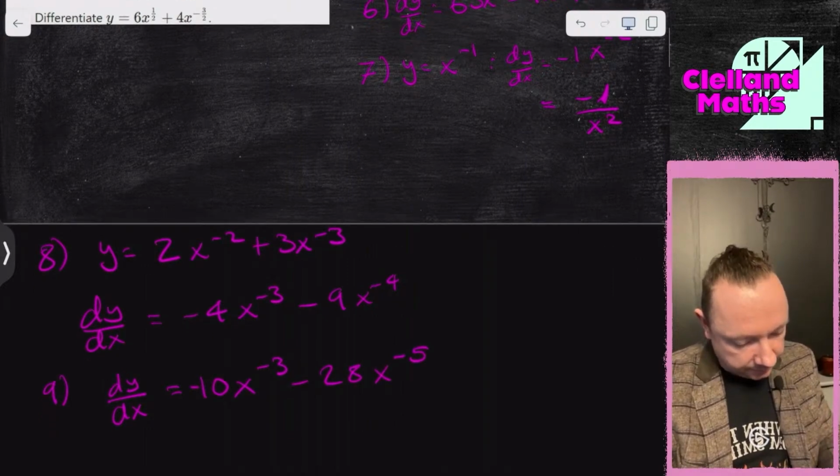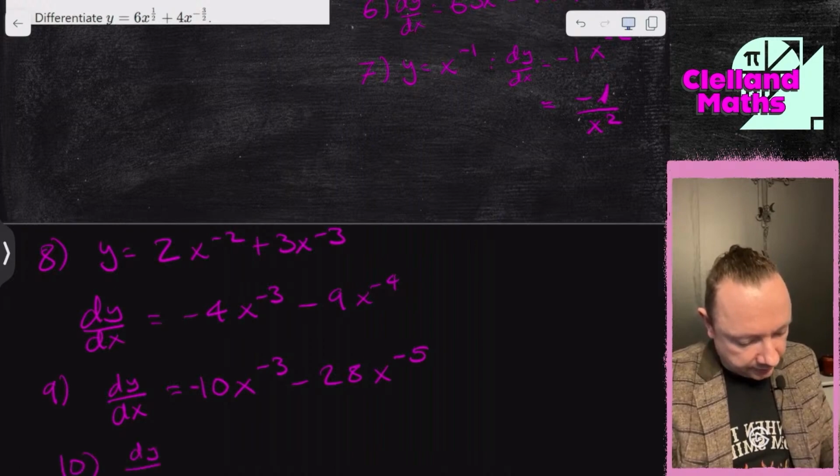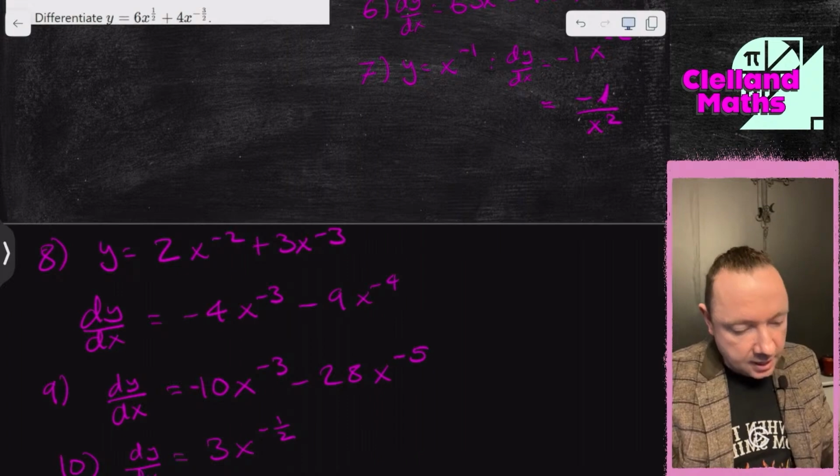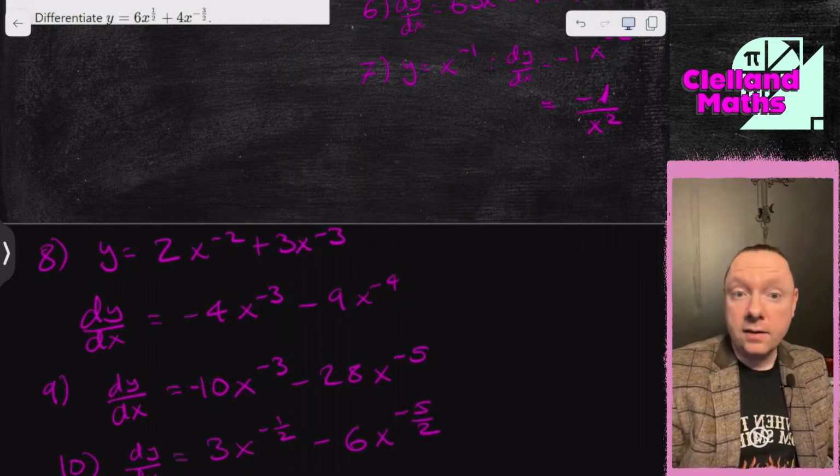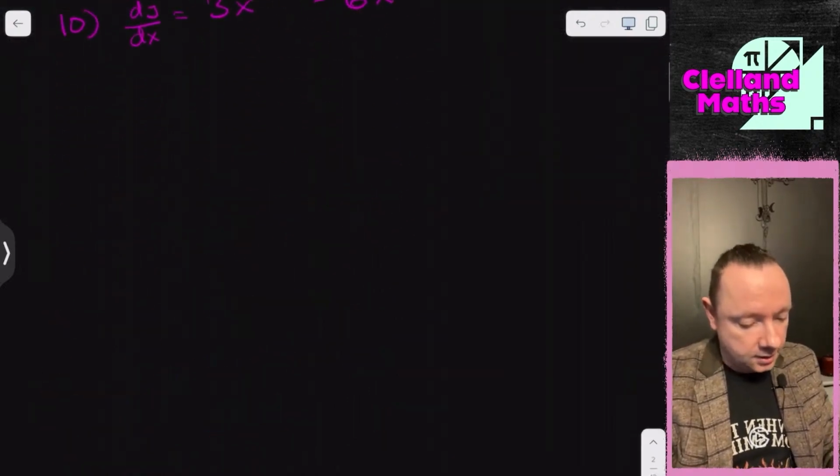Good. Number 10. y equals 6x to the half, so dy by dx. A half times 6 is 3x. A half minus 1 is minus a half. And then 4 3s is 12 divided by 2 is 6. So minus 6x, minus 3 halves becomes minus 5 halves. And we're done there for the first section. The first 10 are done.